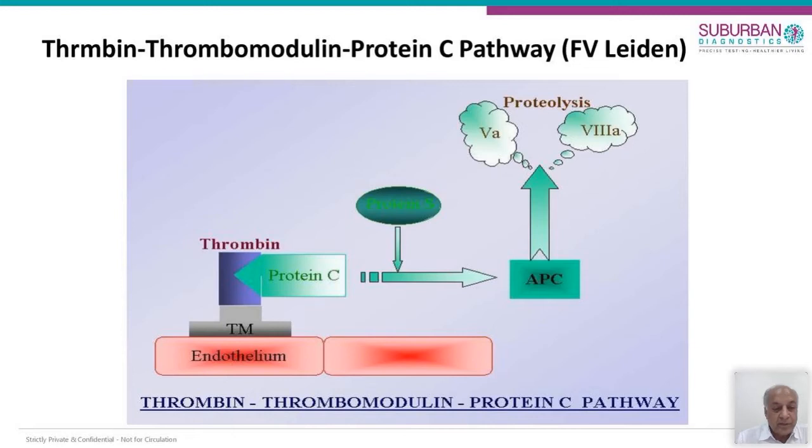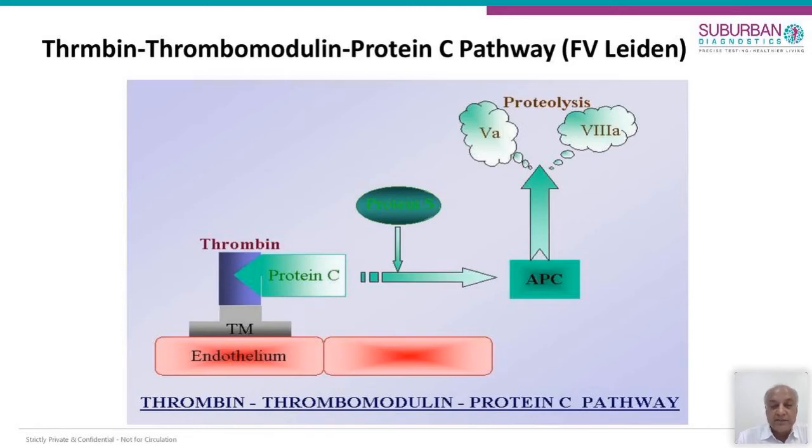And whenever that complex takes place, it binds protein C. So protein C has a tendency to get bound to the thrombin-thrombomodulin complex. And when that happens, in the presence of protein S, protein C gets activated. Activation means there is enzymatic action of protein S on protein C, and that converts protein C into activated protein C, which in turn inactivates activated factor V and activated factor VIII.